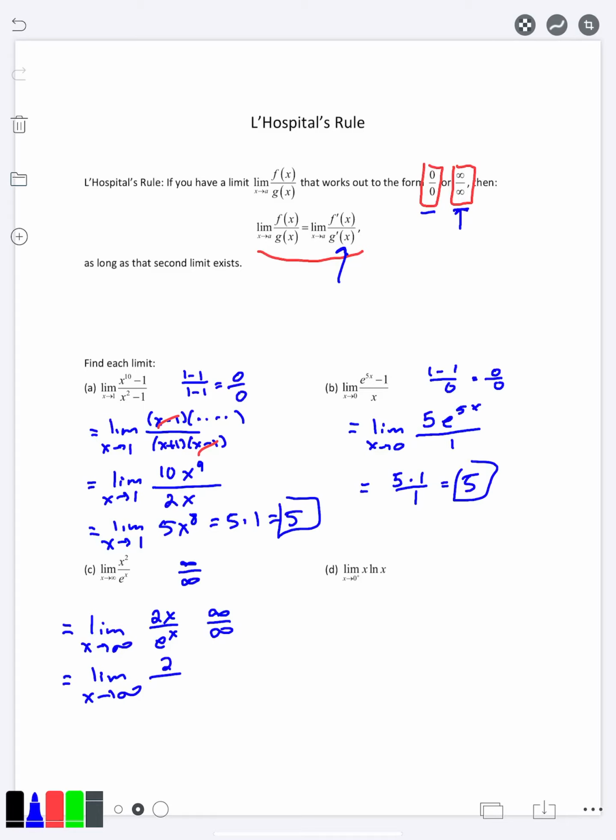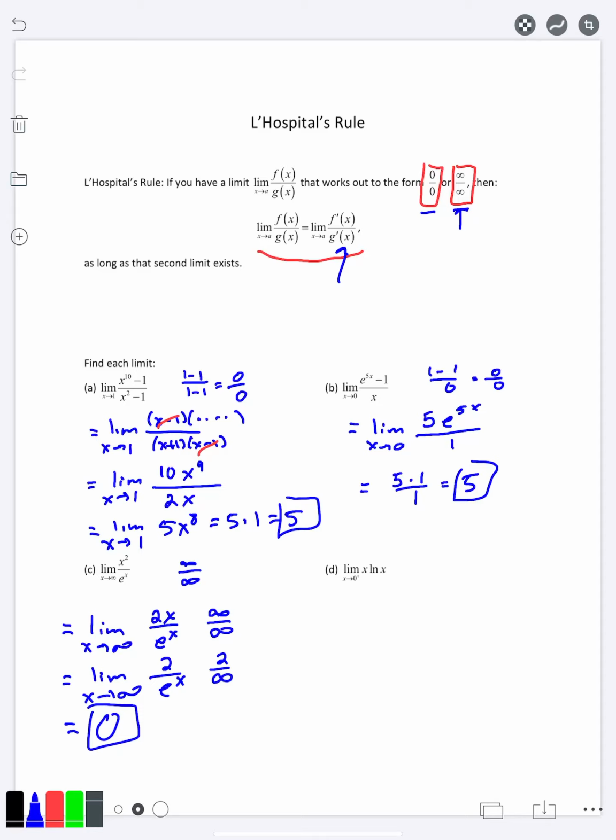Derivative of 2x is 2. Derivative of e to the x is e to the x. And so if you think about plugging in infinity, you have 2 over infinity here. Or in other words, you have a number divided by a really, really big number, and you're going to get 0. So again, L'Hopital's rule can be applied multiple times. And you can do it 2, 3, 10 times possibly. Sometimes it's not a good idea to keep doing it that many times, but it will work.